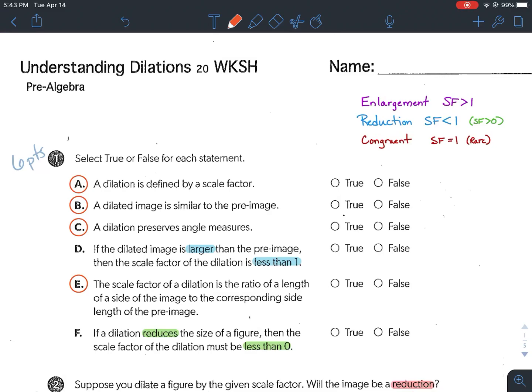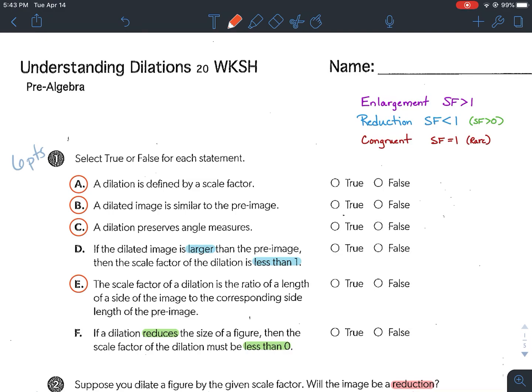Understanding dilations, worksheet 20, question number 1. Select true or false for each statement. Questions A through F are each worth 1 point. That's why question number 1 is worth 6 points. I have A, B, C, and E circled. I'll explain in a moment why I circled them.